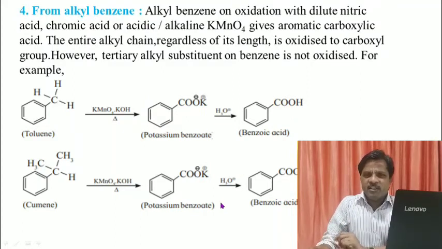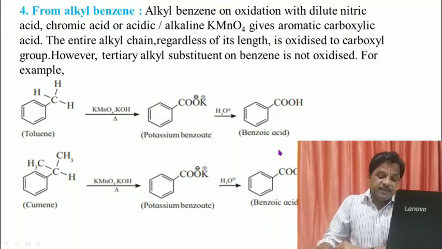if carbon and hydrogen are there and oxidation is the reaction, then carbon gets oxidized to carbon dioxide and hydrogen gets oxidized to water: C plus O gives CO2, H2 plus O gives H2O. This means the byproducts are definitely carbon dioxide and water. So this is the fourth method of preparation of carboxylic acid.